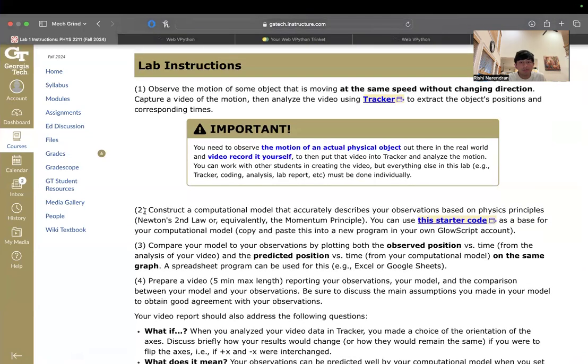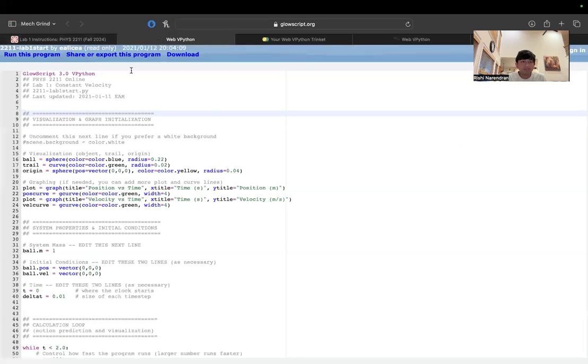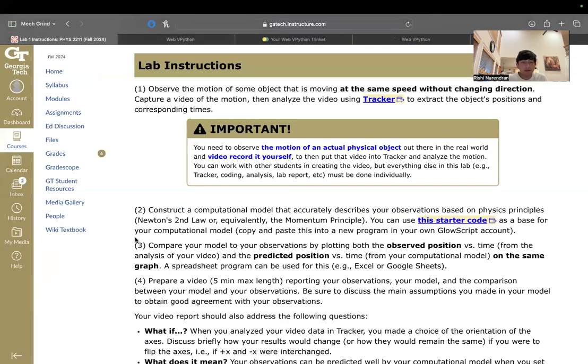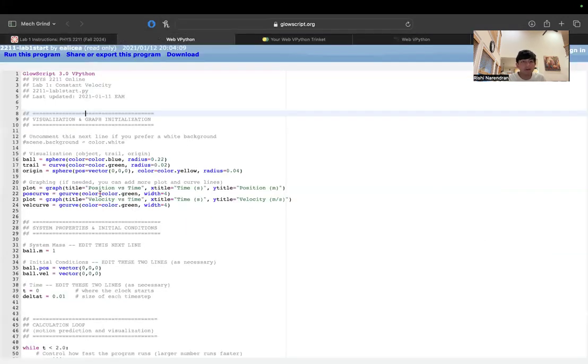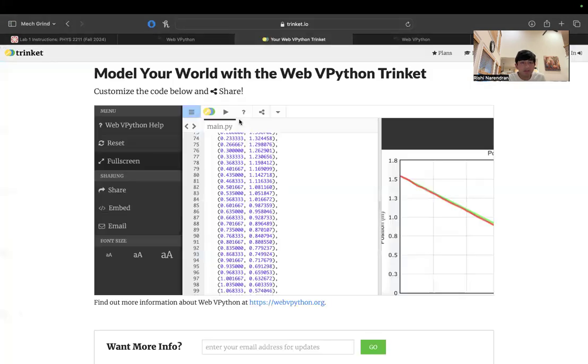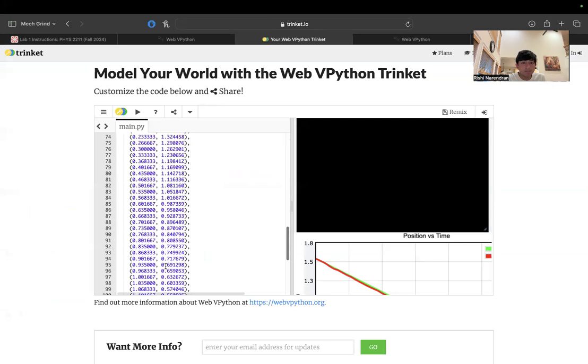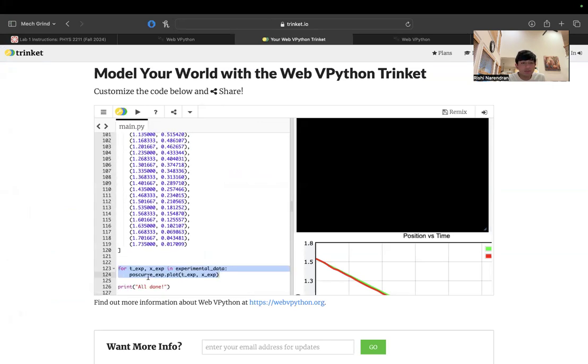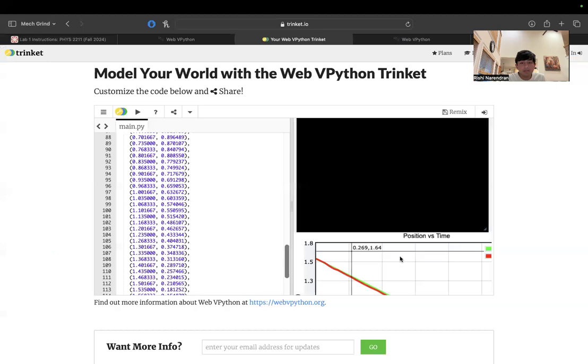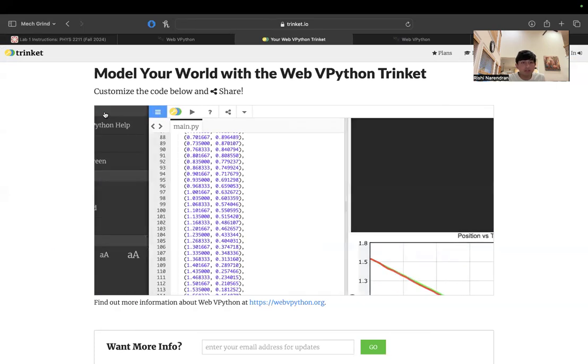Next, we had to construct a computational model that accurately described my observations using this starter code. And the third step was comparing my model to my observations by plotting both my observed position and my predicted position. So they basically want the experimental versus the computational or the predicted. So to do this, I actually edited the web code that I was suggested to use and actually inputted my experimental data so I can show you guys what that looked like. I inputted my experimental data and then used a for loop such that for every data point, it plots it, and I can show you guys what that looks like right now.